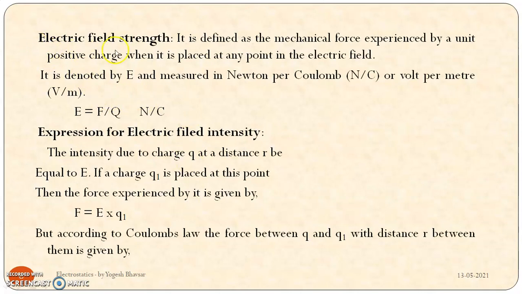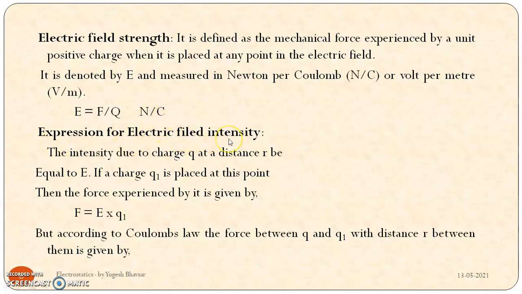Next one is the electric field strength, which is defined as the mechanical force experienced by a unit positive charge when it is placed at any point in the electric field. So just like the magnetic field strength, we can define it. There is an electric field, and in the electric field we are placing one point, and how much strength that point can feel. So considering that point, we can define this definition. It is denoted by capital E and measured in Newton per Coulomb, N/C, or volt per meter, V/m. And mathematically it is given by E is equal to F by Q, measured in Newton per Coulomb.